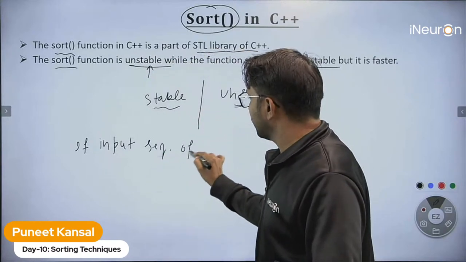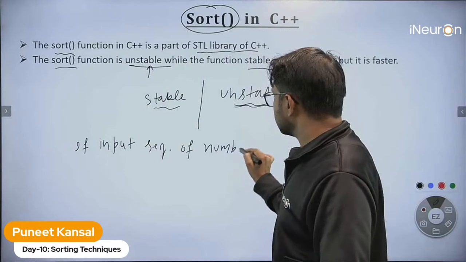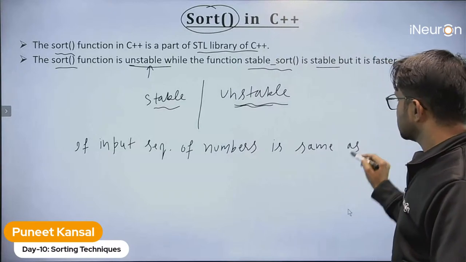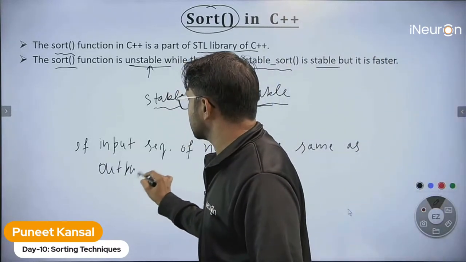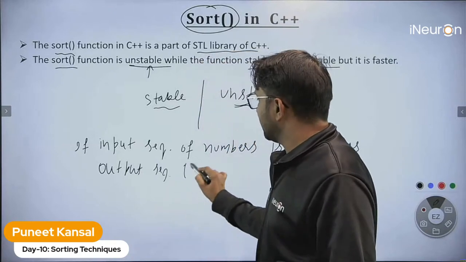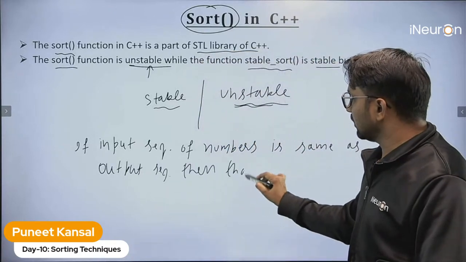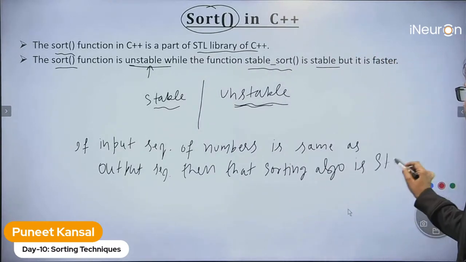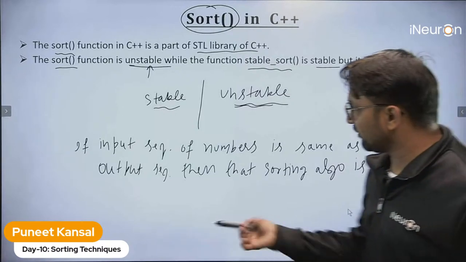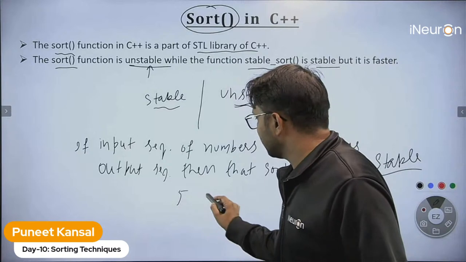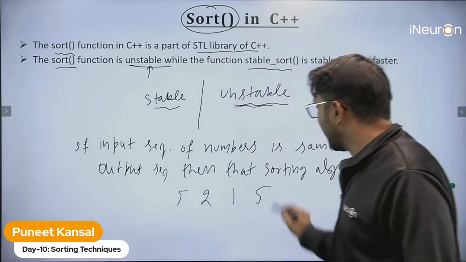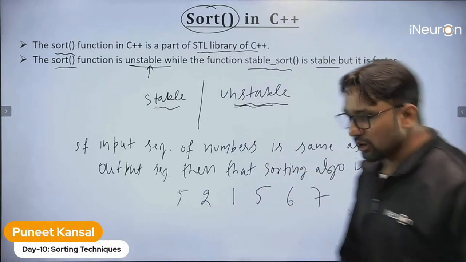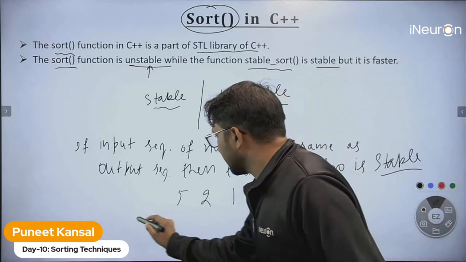If the input sequence of numbers is the same as the output sequence, then that sorting algorithm is stable. So the sequence in which you give the input, let's suppose I'm writing here 5, maybe 2, 1, another 5, 6, 7. These are some numbers you want to sort.